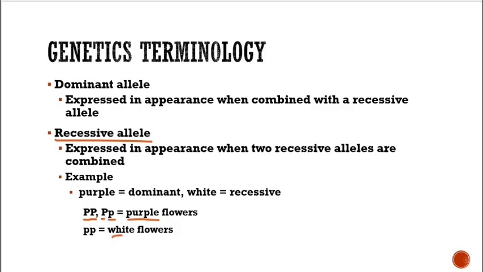Now, the way to get a white flower is to exclude the purple allele. So if they have two lowercase p's, in other words, two recessive alleles, they would be white. The flower would be white in color.